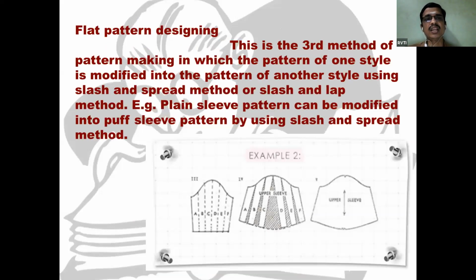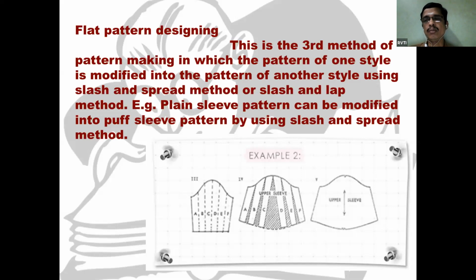Okay, and flat pattern designing. Flat pattern designing is the main term we normally use in pattern making. That is the third method of pattern making, in which the pattern of one style is modified into the pattern of another style using slash and spread method or slash and lap method. Example, a plain sleeve pattern can be modified into a puff sleeve pattern by using slash and spread method.